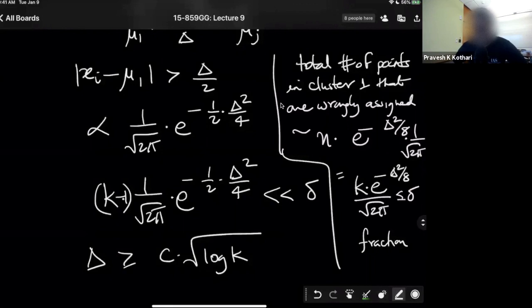Feel free to stop me. This part should be clear. I'm okay with things being unclear elsewhere, but this one I would like to be clear.